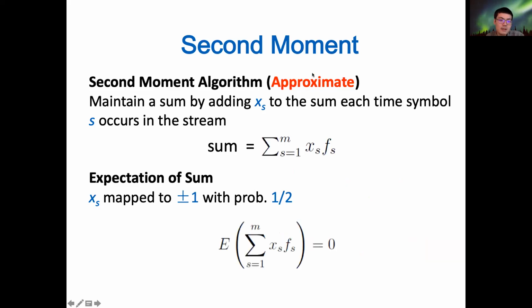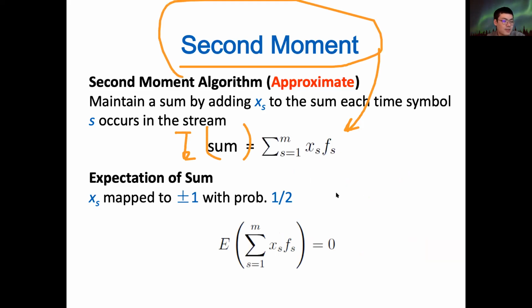And if that's the case, now let's first look at it. If we just maintain the summation, is this enough? The answer is no, because if you think about some expectation of the sum, it's not a second moment. The expectation of the sum itself is not a second moment.